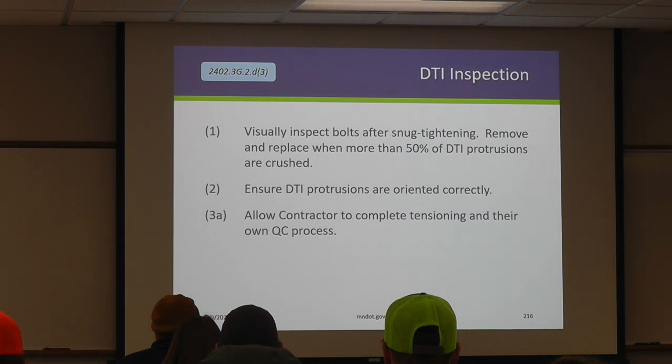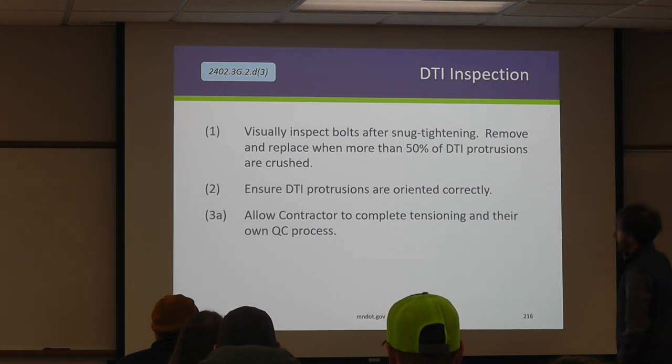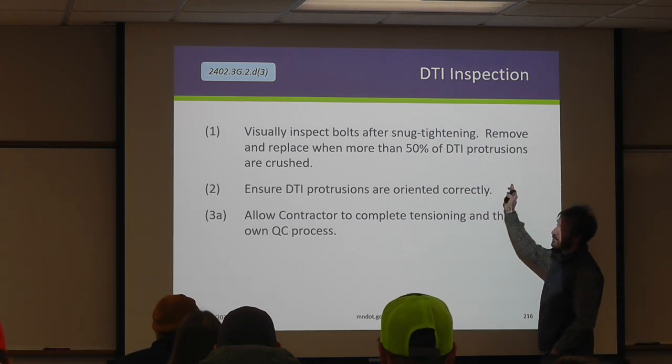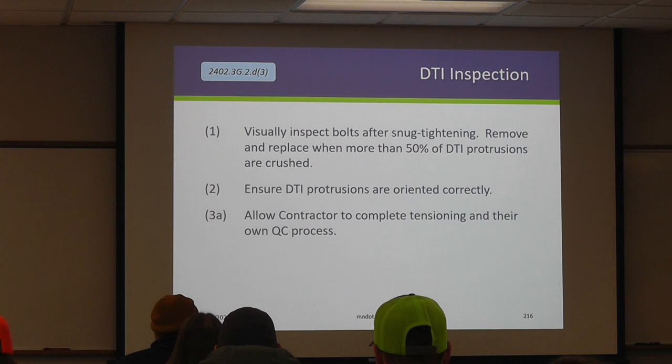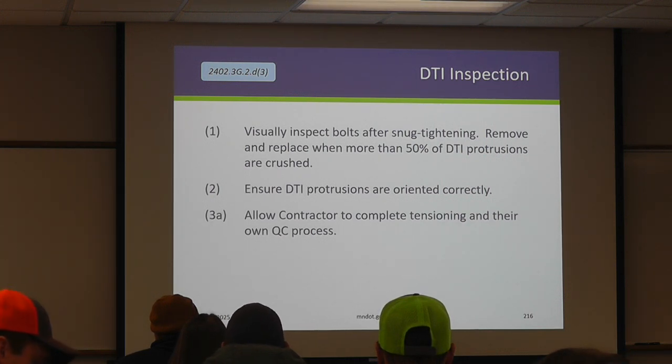DTIs. The video did a decent job. I had to skip ahead a little bit, but it did a decent job talking about this. Visual inspection, right? Make sure that we're not over snugging the bolts. We define over snugging as more than 50% of the protrusions crushed. Keep an eye on this. For the most part, you can visually look and see if this has occurred or not.